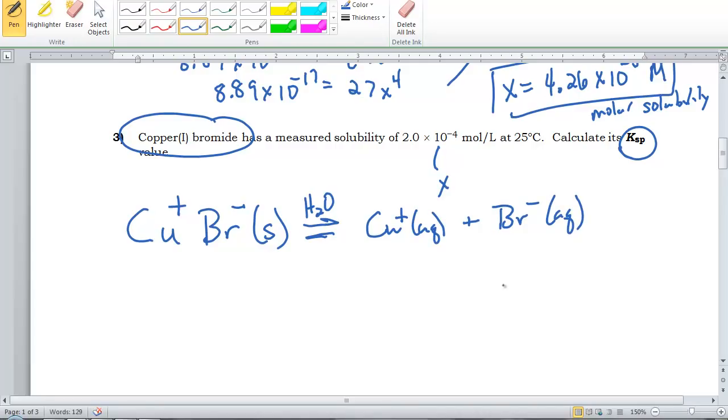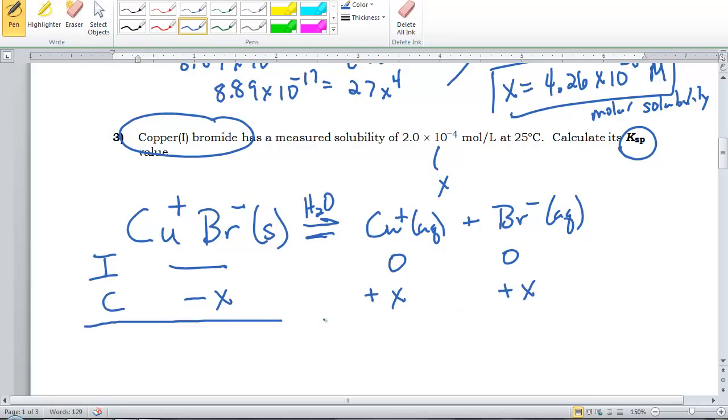Okay, now you probably could figure this out without setting up an ice table, but since we've kind of gotten used to doing this, in pure water these would be 0. X will dissolve, that's the molar solubility. In this case we get +1x for copper ion and +1x for bromide.